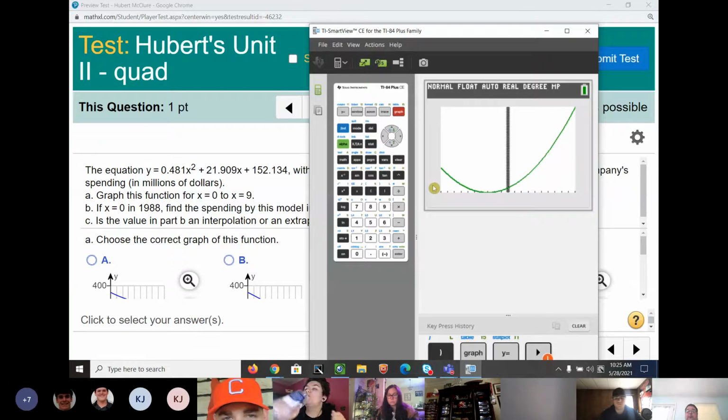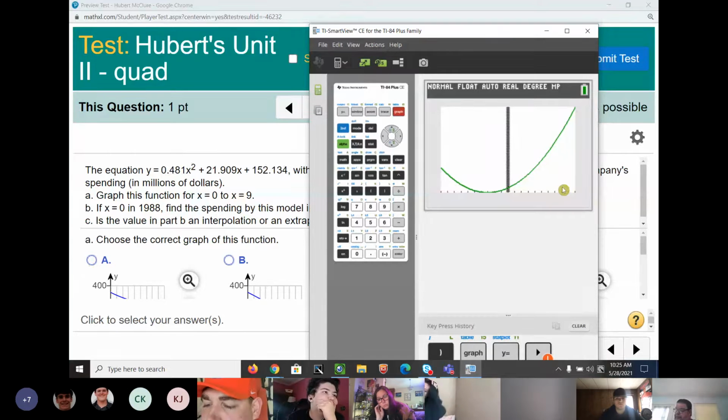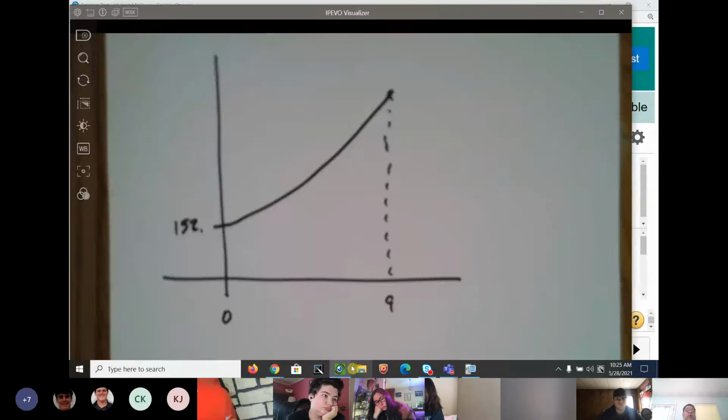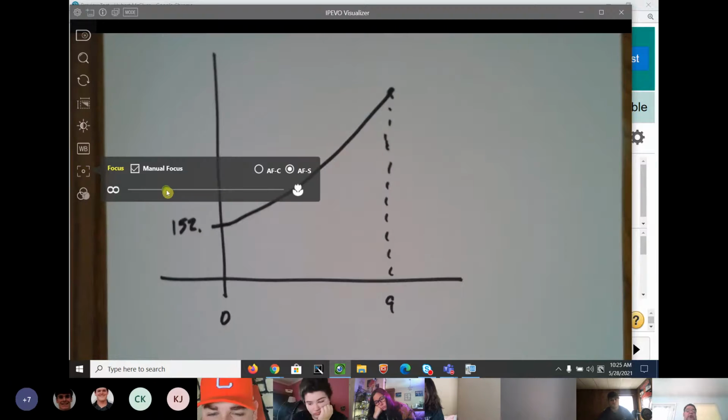And 0 to 9 would be from here, 1, 2, 3, 4, 5, 6, 7, 8, 9. So you got some kind of graph that looks like this. I don't know, the y-intercept is 152, so you got something like this. And that is 0. Now, I don't know why they want you to do that, but there it is.